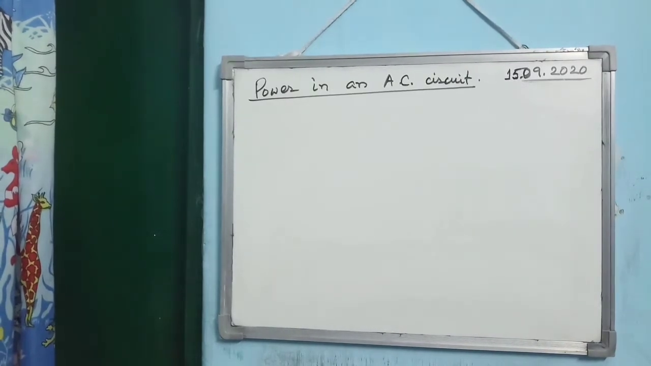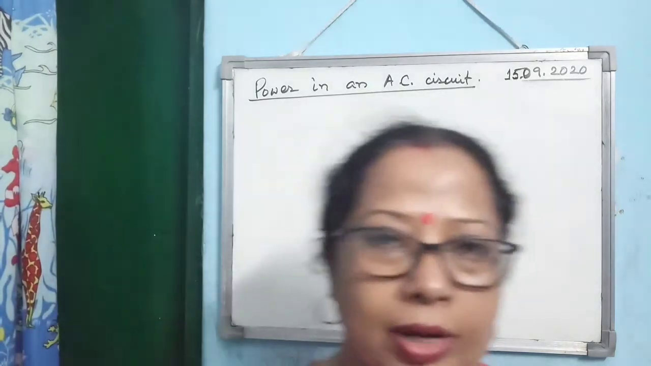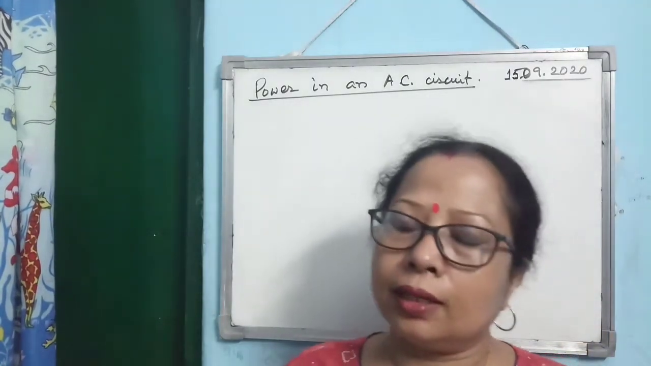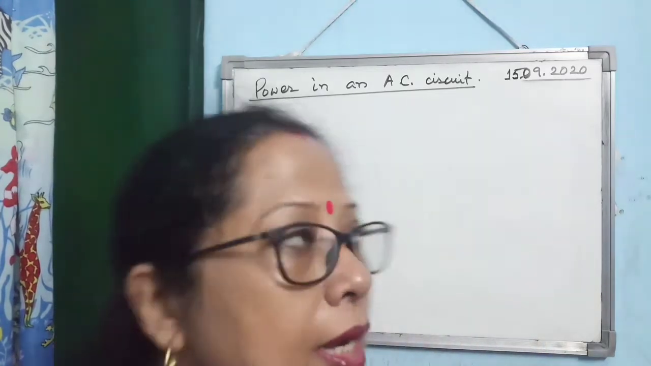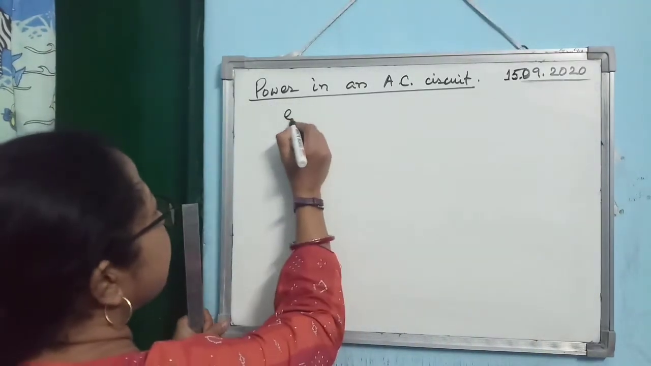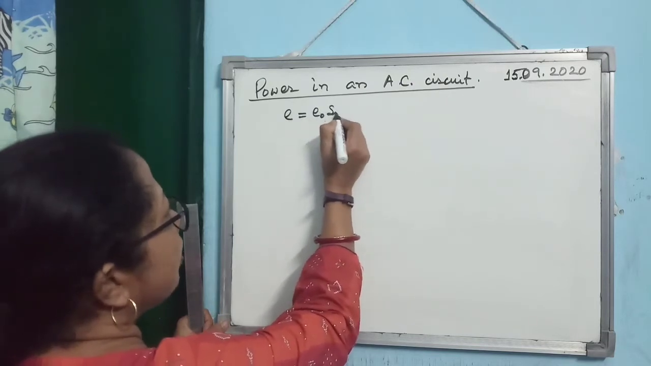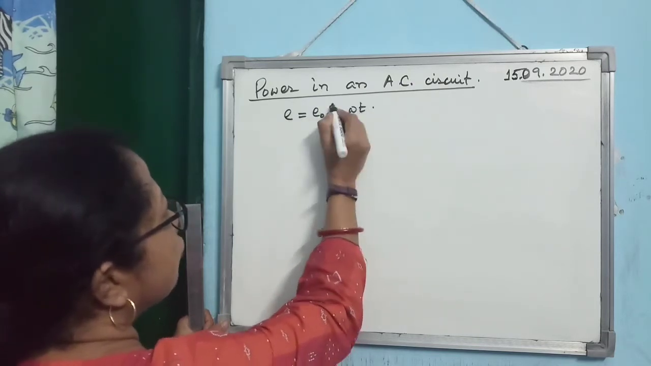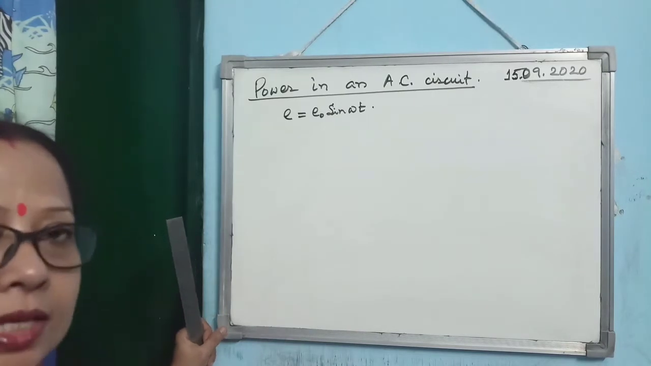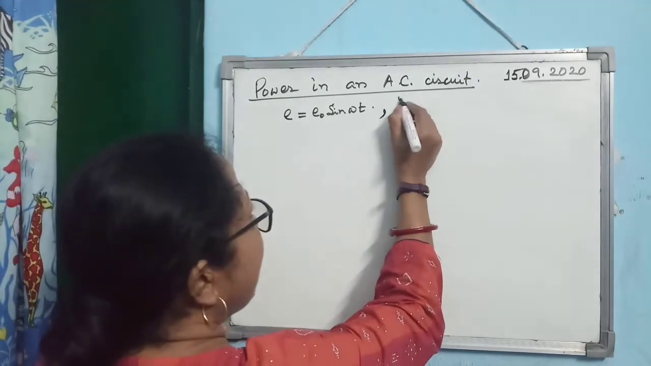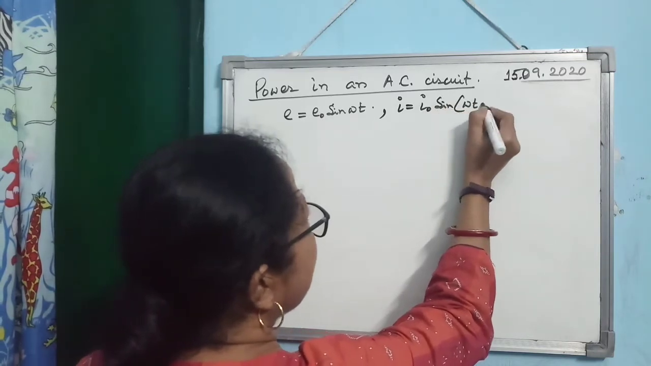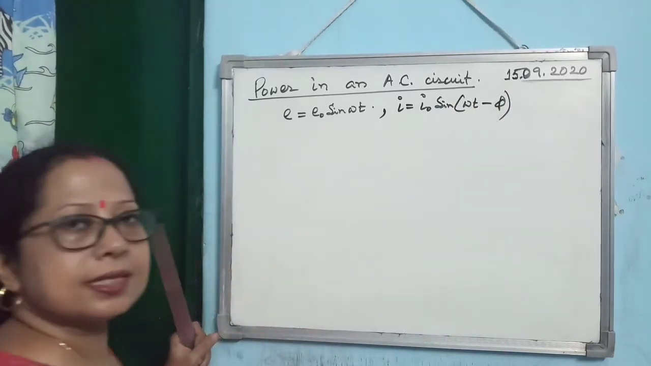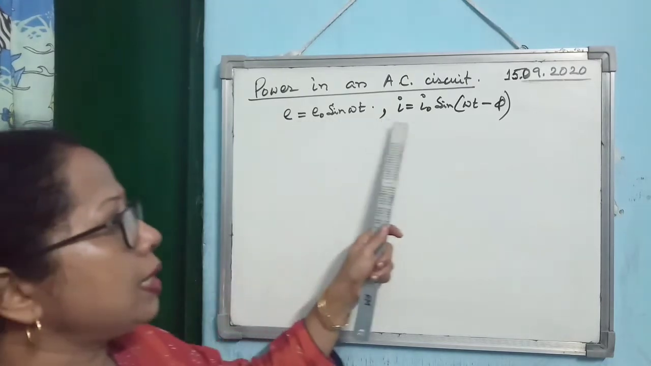Next is power in an AC circuit. In this case, we will first consider the general case, and then from the general case we will consider the special cases. Suppose in an AC circuit the instantaneous EMF at any instant of time is given by E equals E0 sin omega t, whereas the current is given by I0 sin(omega t minus phi), where phi is the phase difference between E and I.